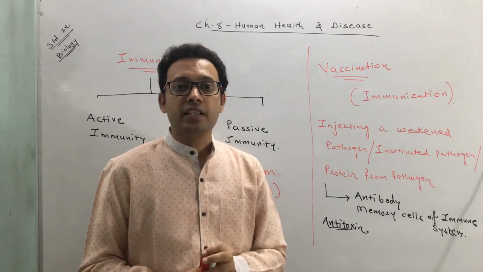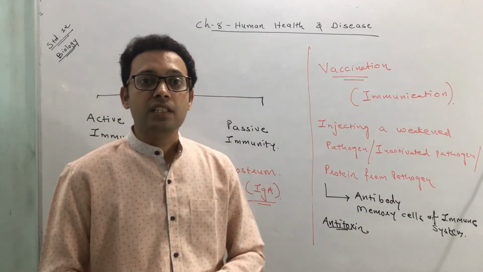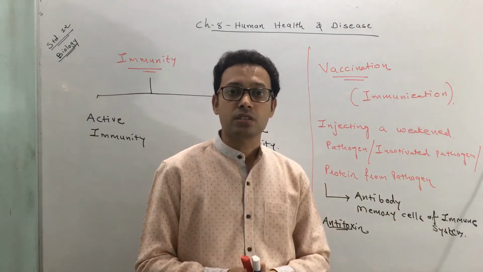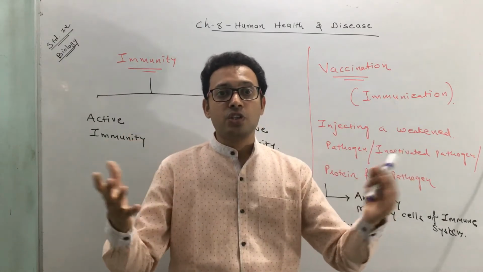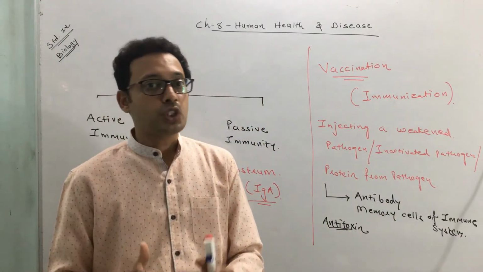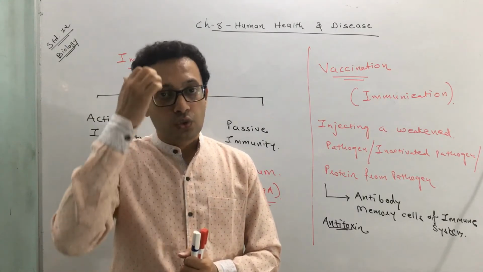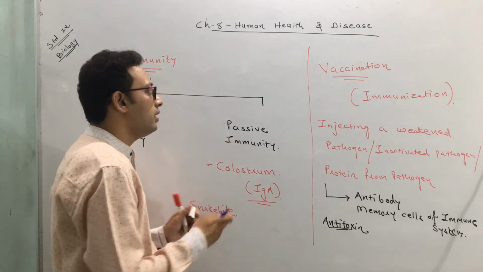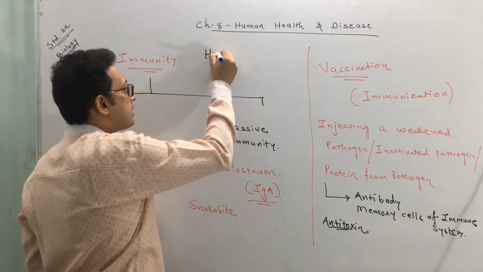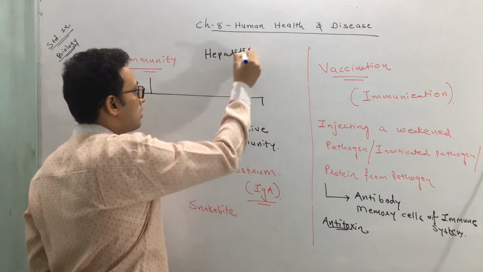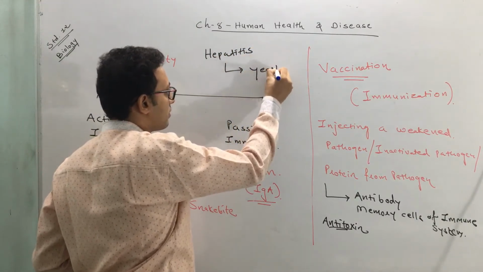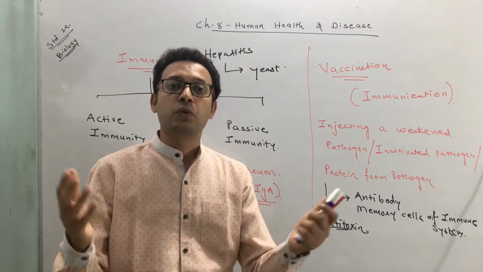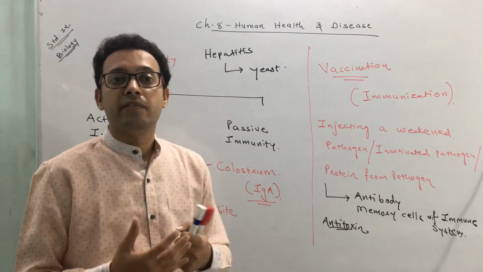Due to recombinant DNA technology, production of vaccine in large batches is possible. Otherwise, the large production of vaccine containing pathogens needs utmost care and protection, but recombinant DNA technology has made it possible. You have to remember the example: nowadays we prepare the hepatitis vaccine from yeast. By the same technique, recombinant DNA technology, you can prepare large volumes of vaccines.